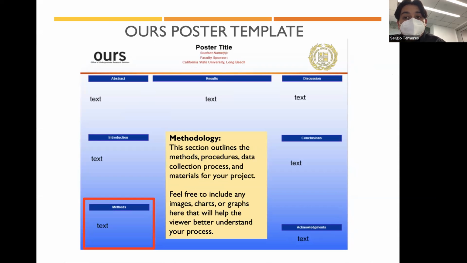Methodology. How did you do this research? This section outlines the methods, procedures, data collection, and materials of your project. Feel free to use any images, charts, or graphs that will help your viewer understand your project. This is basically saying, this is how I got to this research. This is how I conducted the research. This is the type of data I collected, and basically how you did it.